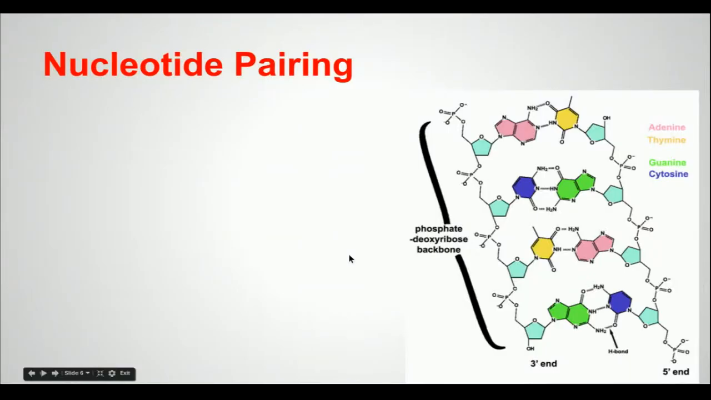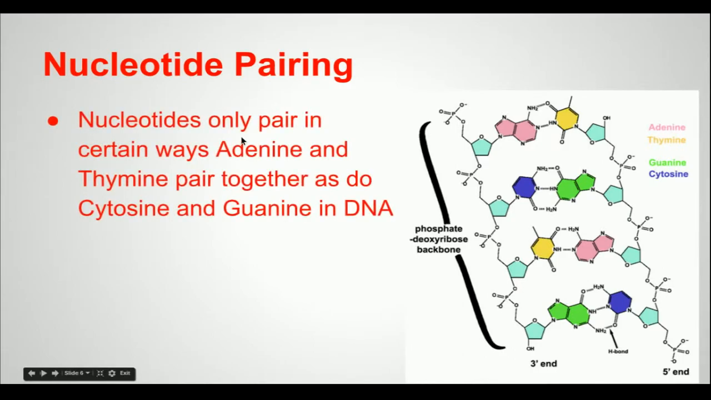The nucleotides pair in a certain order. So we've got adenine matching with thymine, and we have cytosine matching with guanine all the time. The shortcut method of saying that is A equals T and C equals G. And when you're dealing with DNA, that's all it is.